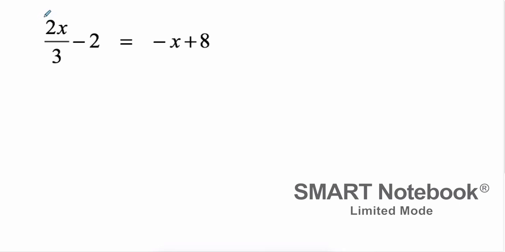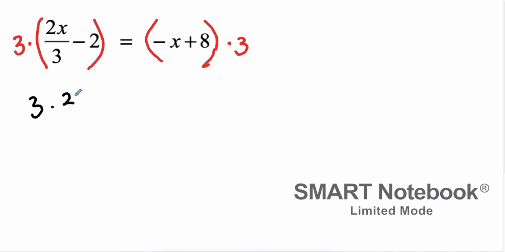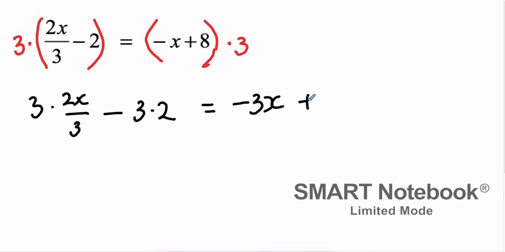Here you have to be a bit careful because there are 2 terms on the left-hand side. So we have to multiply all by 3. And the same thing on the right-hand side, there are also 2 terms, so we are going to multiply all of them by 3. Using the distributive property, we will have 3 times 2x over 3, and then minus 3 times 2. And on the right-hand side, we will have 3 times minus x, which is minus 3x, and then plus 3 times 8, which is 24.